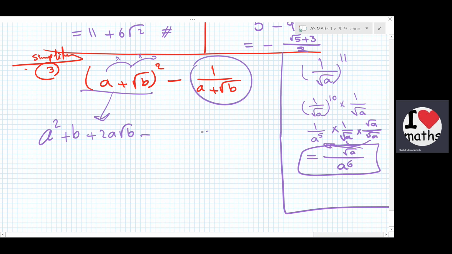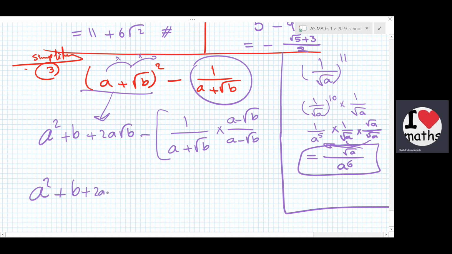In the other part, I can deal with it as 1 over a plus root b, but you have to multiply by a minus root b up and a minus root b down. Am I right? So I left this one. So it's a squared plus b plus 2a root b, minus, on the other side, a squared minus b over a minus root b. Something like this.